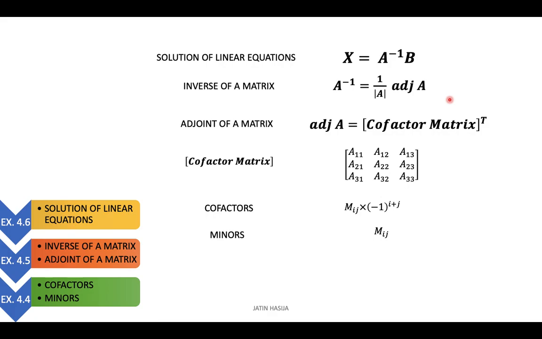I repeat, this is very, very important. First of all, we have to find minors. From these minors, we will find cofactors. From these cofactors, we will find the cofactor matrix. From the cofactor matrix, we will find adjoint A. From this adjoint A, we will find A inverse. And from this A inverse, we will find the unknown variable x. In this particular video, we are going to cover minors and cofactors.